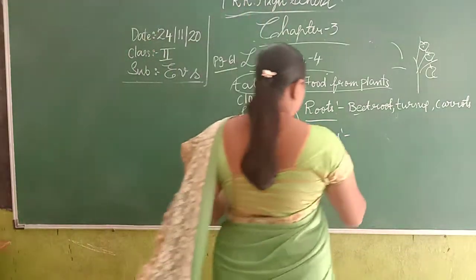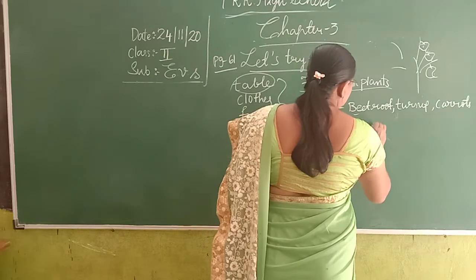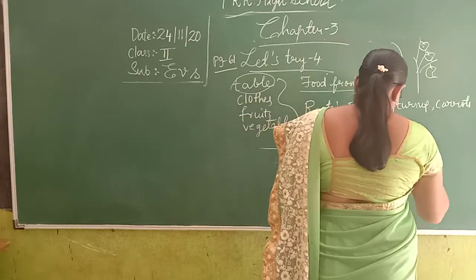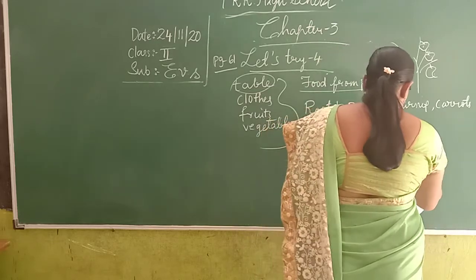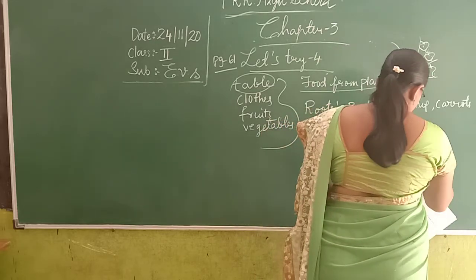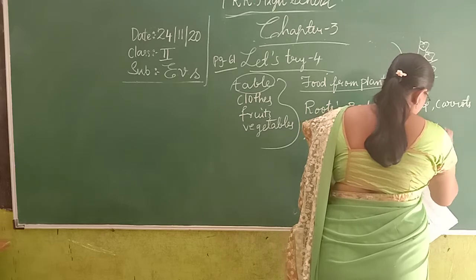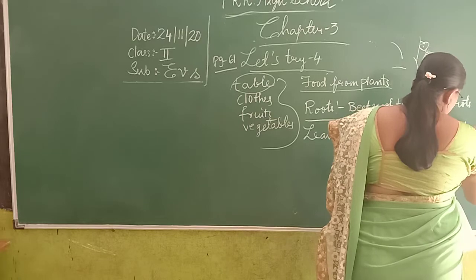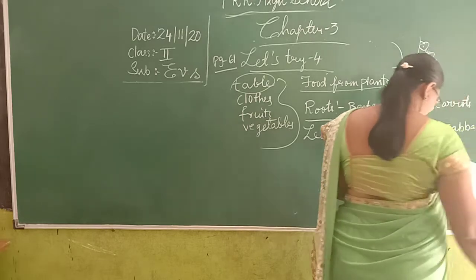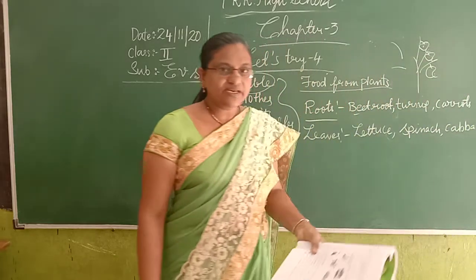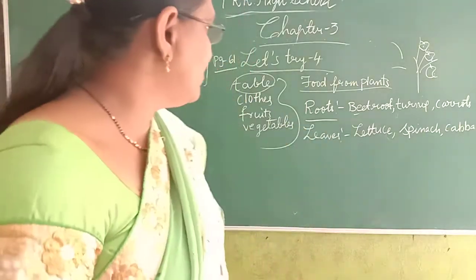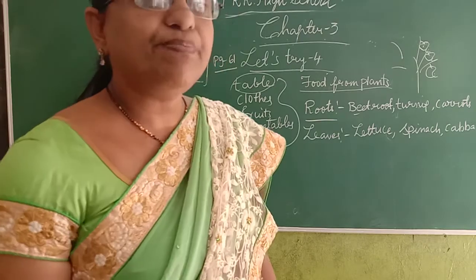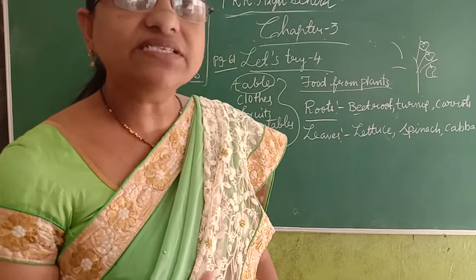So what are the leafy vegetables we eat? When you eat the burger, you can find the lettuce leaves in the burger. Spinach, then cabbage. Cabbage is also leaves of a vegetable. Understood, children? So what are the leaves we are eating? Lettuce, spinach and the cabbage are the leaves of a plant.